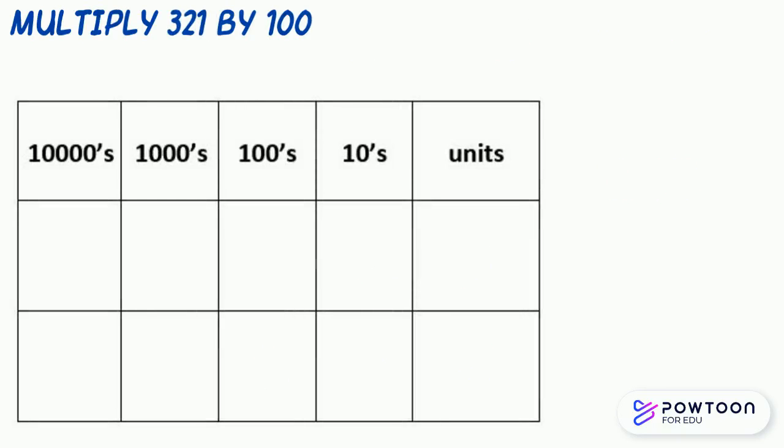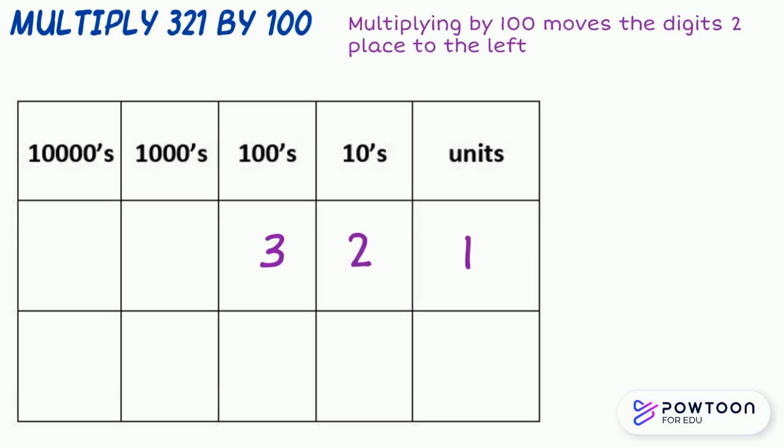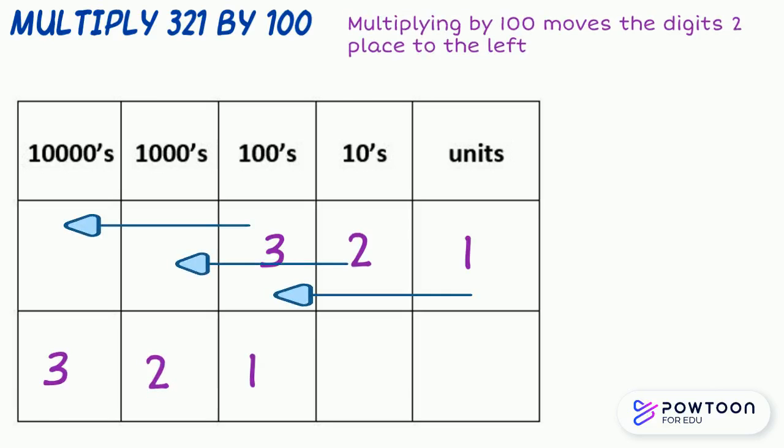In this next example, we're going to multiply 321 by 100. So again, I'm going to start with drawing this table and filling the numbers in the correct place value. Remember that multiplying by 100 just moves the digits 2 places to the left. So each of those digits will shift 2 to the left. We fill the zeros in for our gaps and we get 32,100.